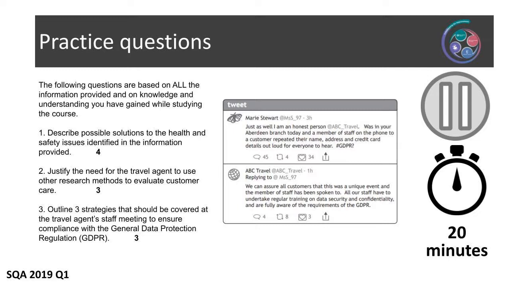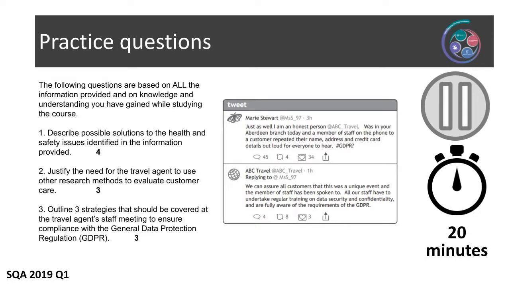And then we've got, outline 3 strategies that should be covered at the travel agent staff meeting to ensure compliance with the General Data Protection Regulations. So that's GDPR. So there are 3 questions. First question's worth 4 marks. Second question's worth 3 marks. Third question is worth 3 marks.